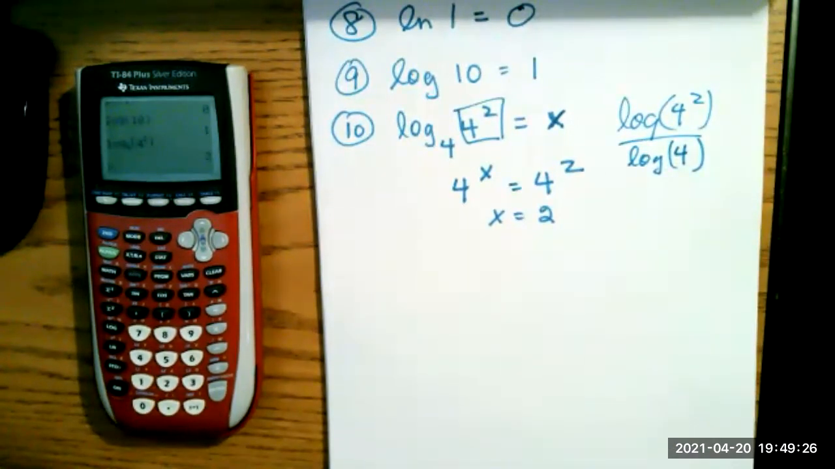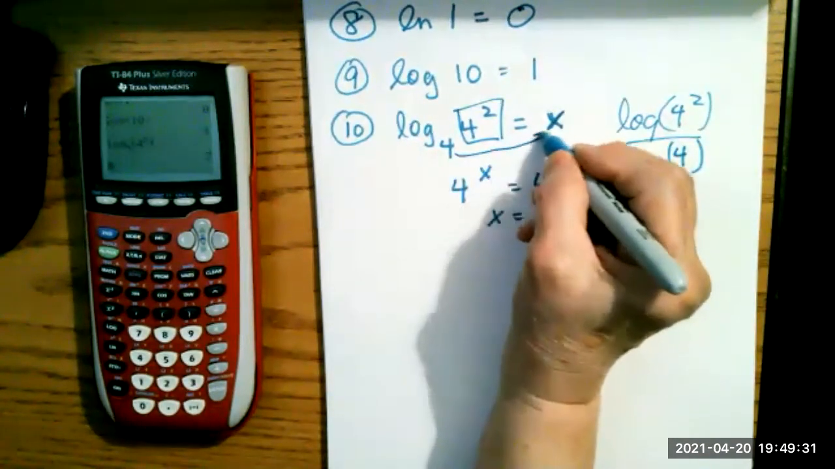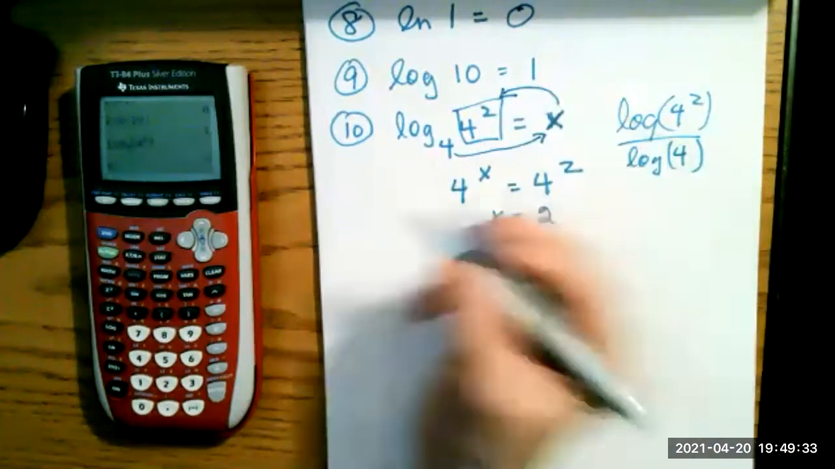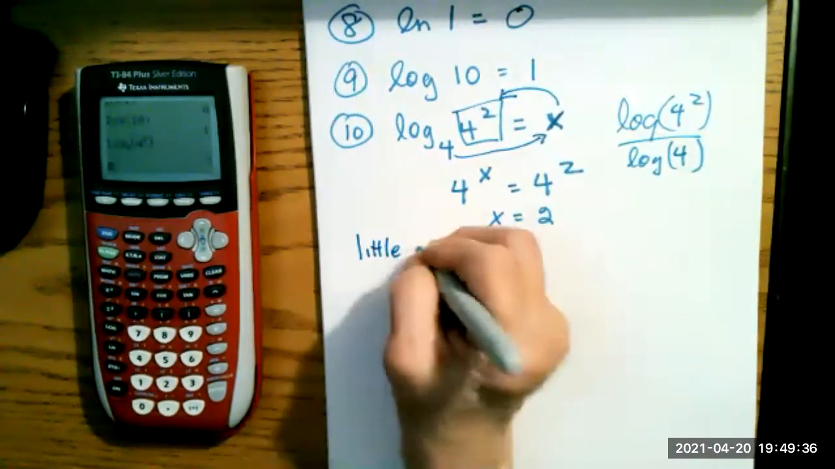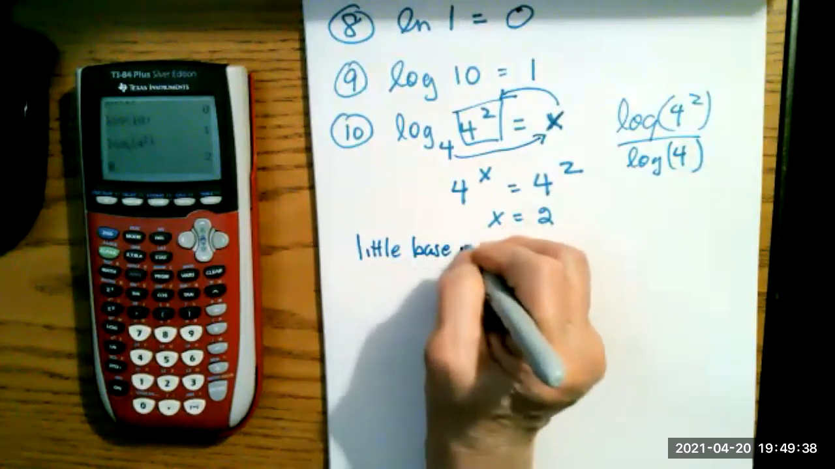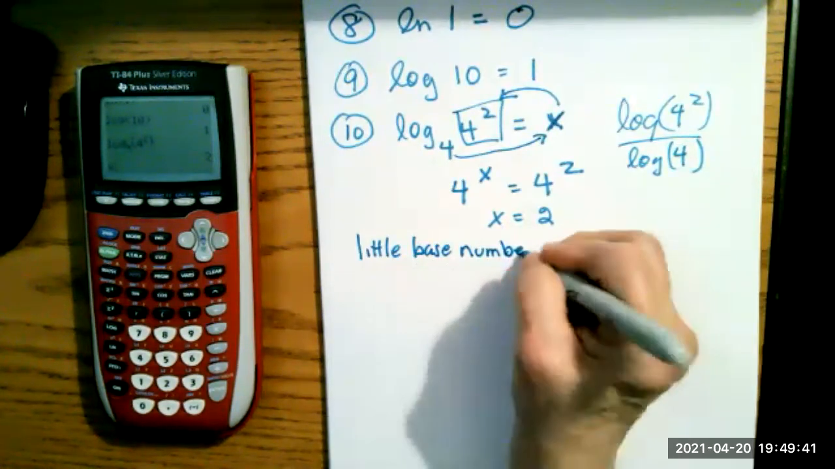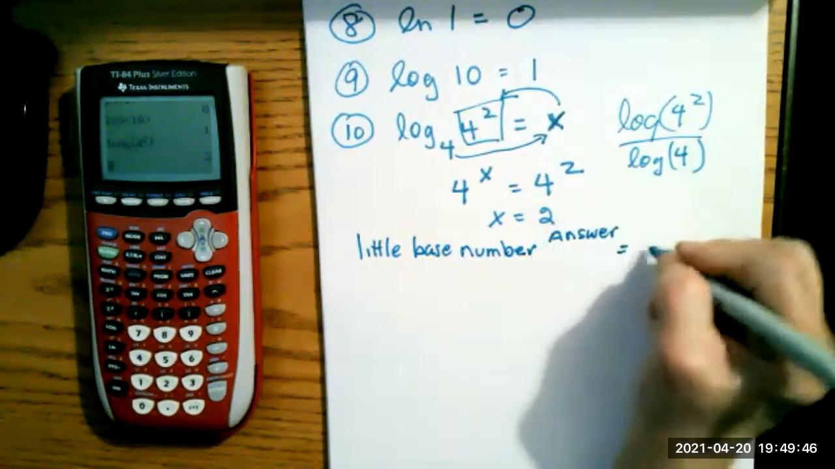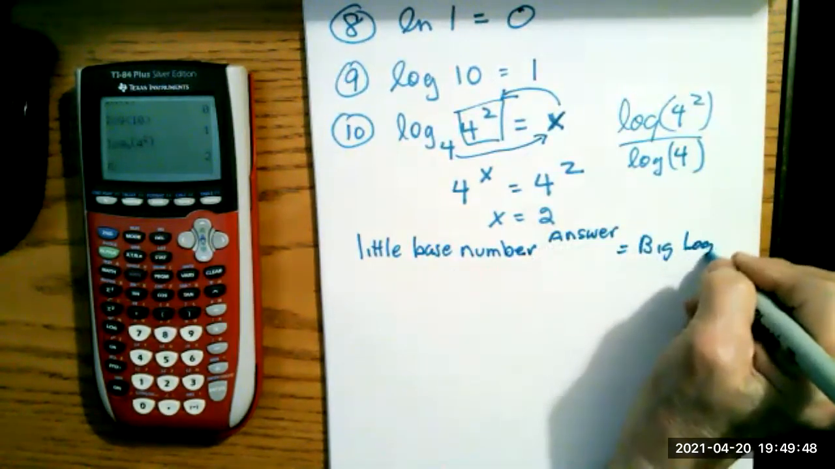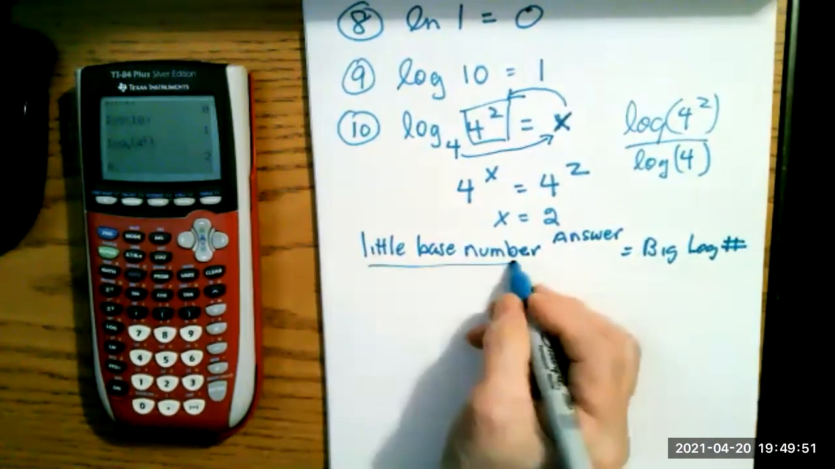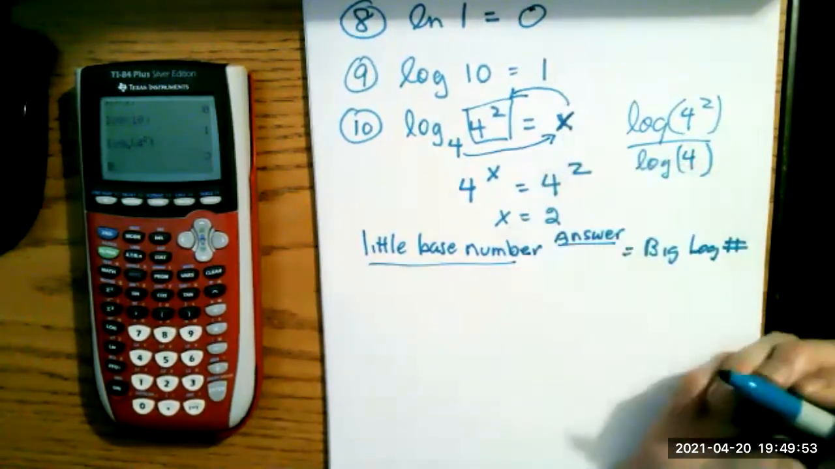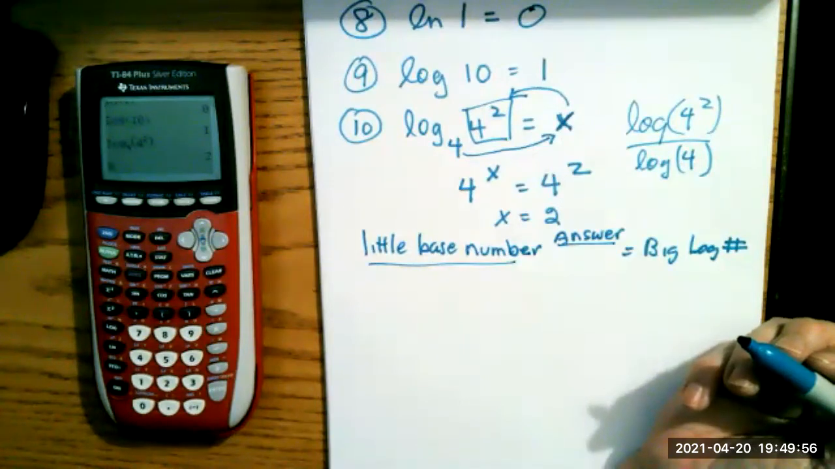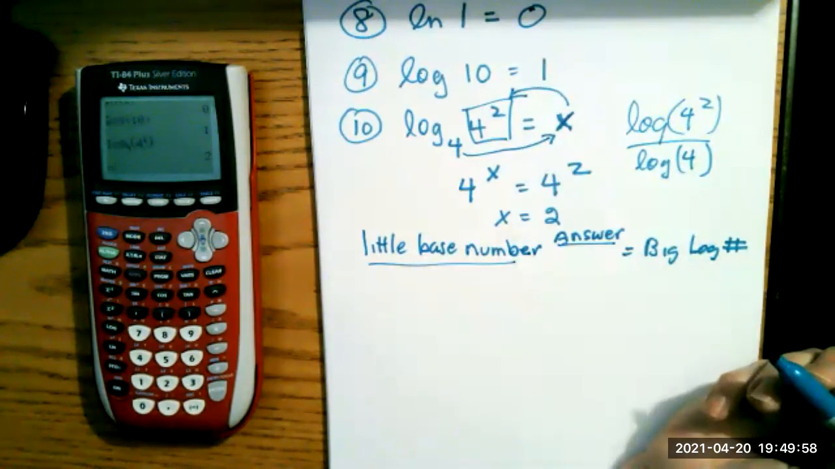Okay, so the 4 to the X, that's where I'm getting confused. 4 to the X equals the big log number. It's the little number raised to the answer equals the big log number. The little base number raised to the answer, in our case it's X, equals the big log number. That's the way you change it from log to exponential.